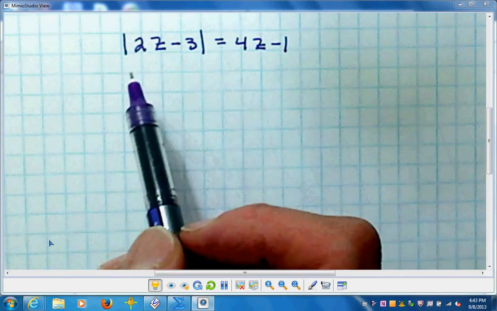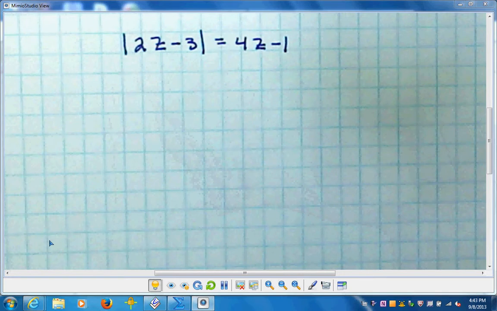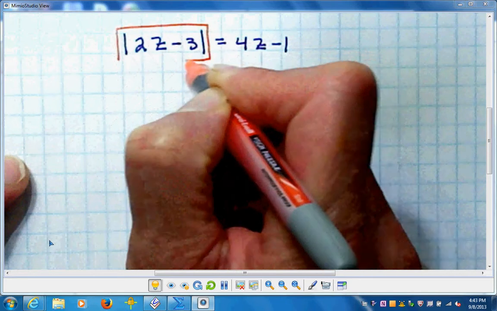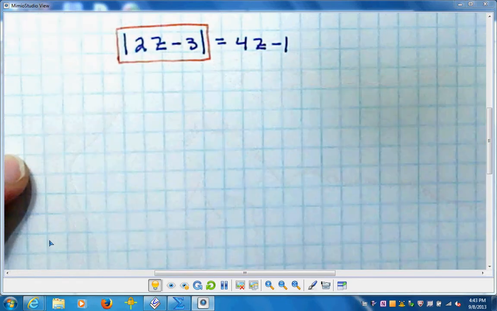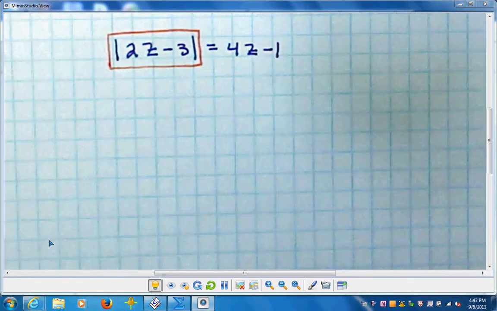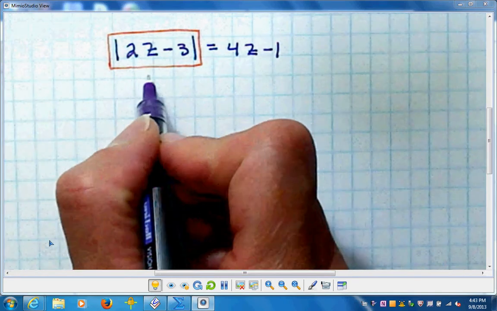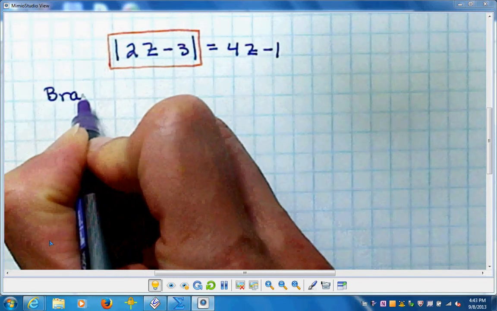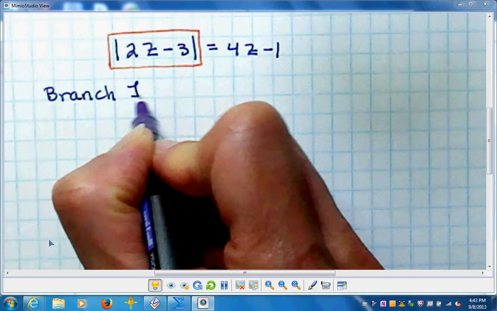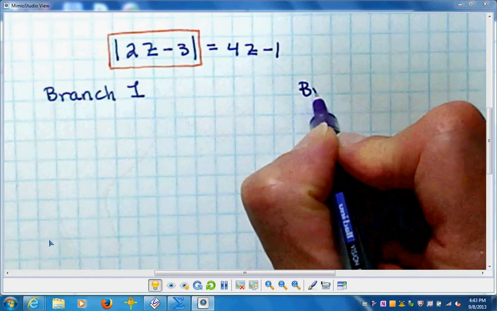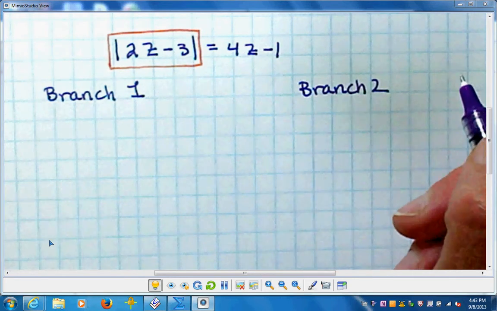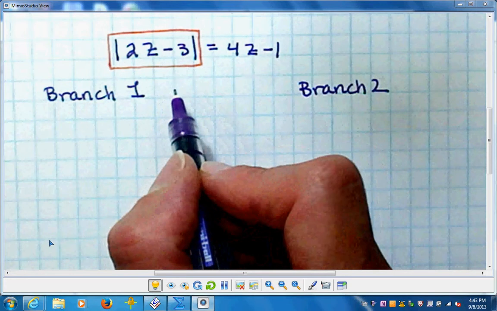First, we look to see, is the absolute value by itself? And it is. It's all alone on the left side of the equal sign. So that means I can go ahead and solve the absolute value. So remember, absolute value is going to give me two different answers. So I'm going to have a branch 1 and a branch 2. My branch 1 is the "as is."